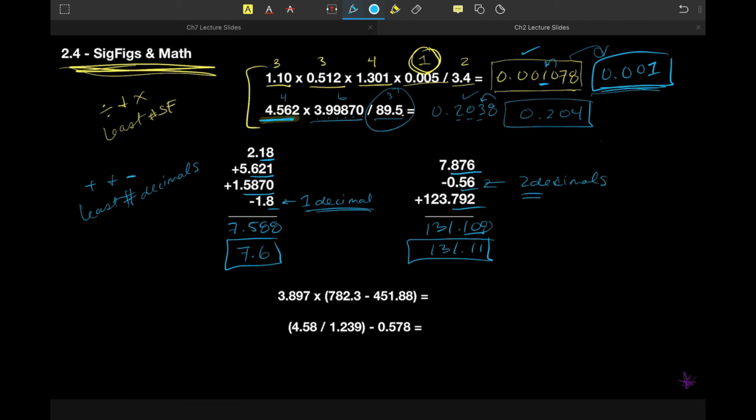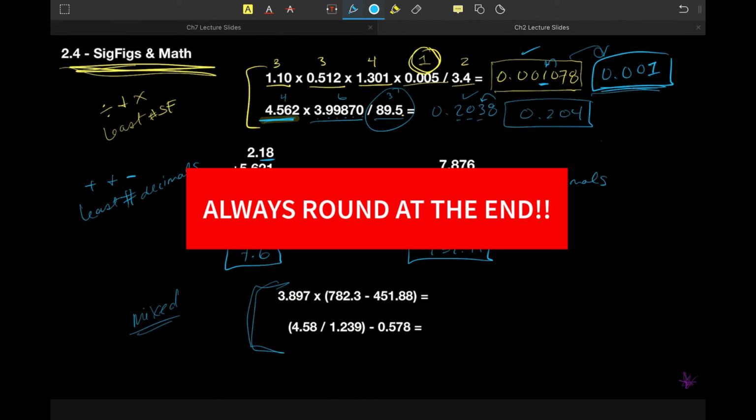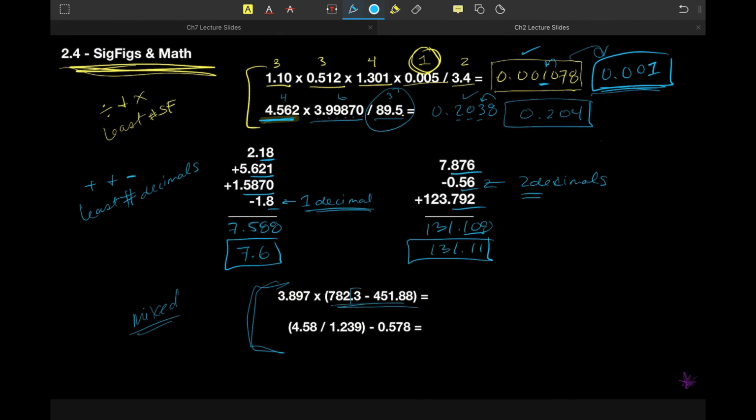All right. Then finally, we have these mixed math ones. So mixed operations, and we're just going to go stepwise, and we're going to track our sig figs and round at the very end. So for example, here we have this addition and subtraction step, which would limit us to 1 decimal. So let's do that. So 782.3 minus 451.88 gives us 330.42. But technically, I'm limited to this.